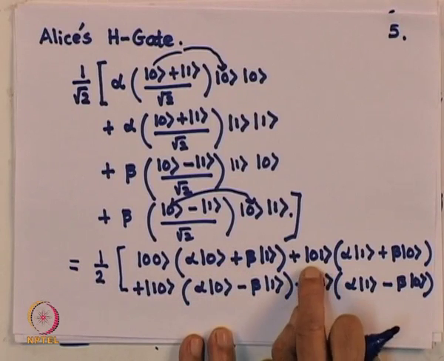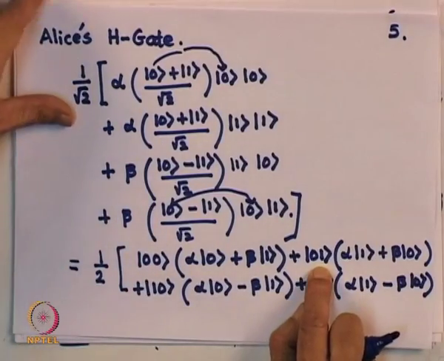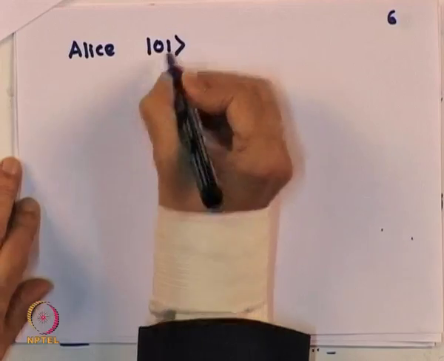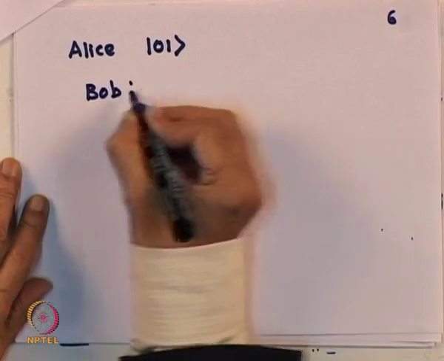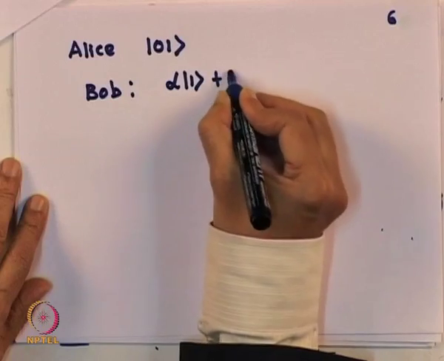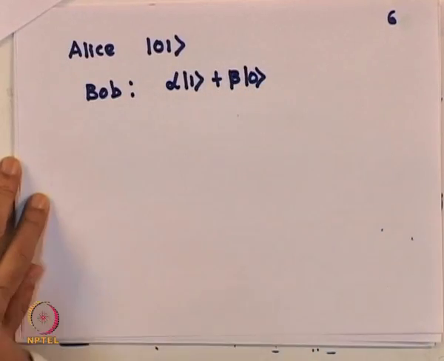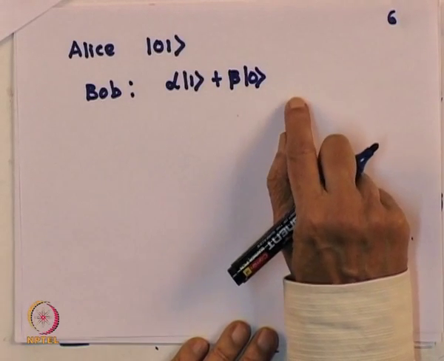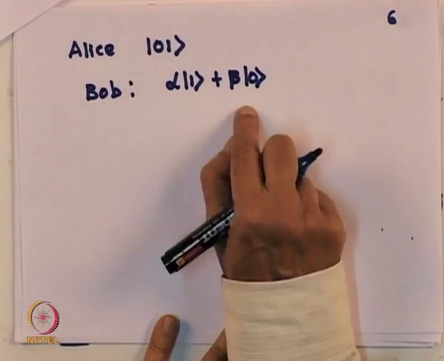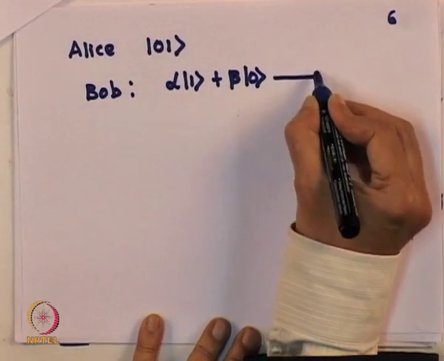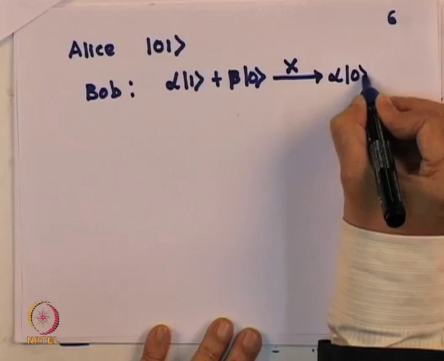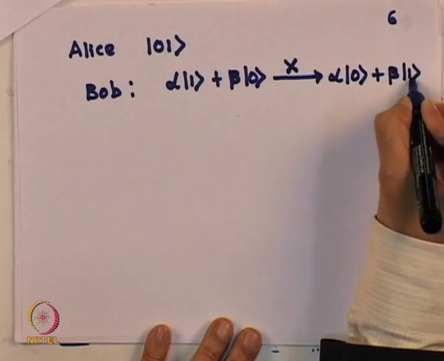Now suppose Alice told Bob she has got 0, 1. Now look, this is Bob's state. Alice's measurement gives you 0, 1, so the state with Bob is alpha 1 plus beta 0. On hearing from Alice that she has got 0, 1, Bob knows this is the state he has. So at his end, he applies an X operator, which will convert it into alpha 0 plus beta 1, which is nothing but my state psi.